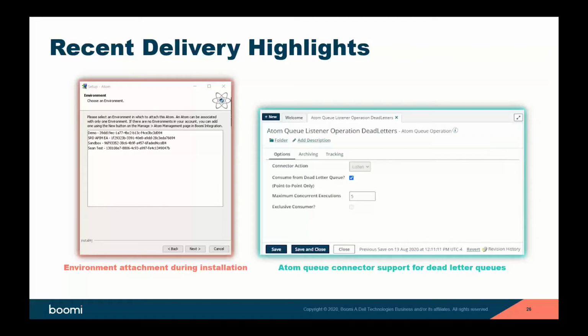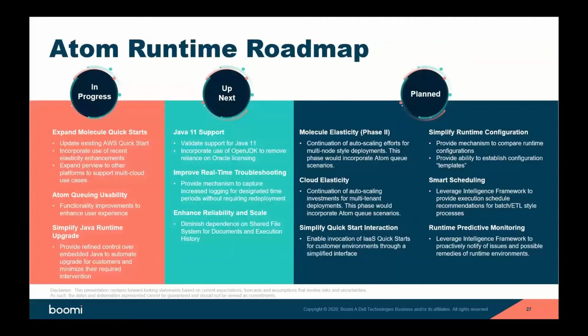from just a visualization of what we just talked about. The environment attachment is presented to you with your environments as part of that install, if that's something you want to do from a user interface perspective. But also from the Atom queue connector, you see that option provided to you as a flag to either consume from the dead letter queue or not, or directly from the queue itself. So obviously that ease of use and configuration approach to the usage.